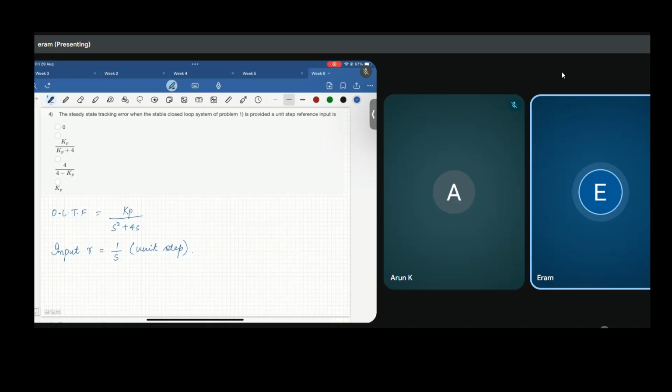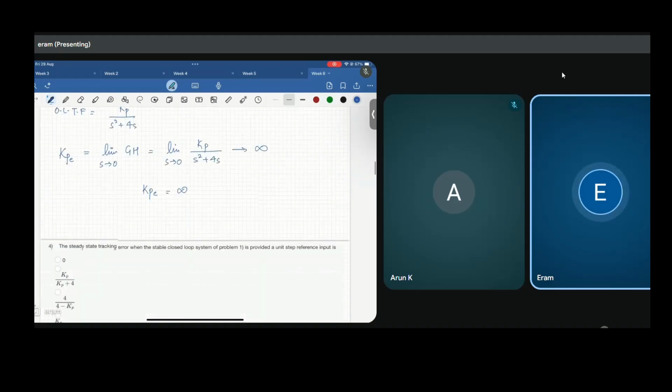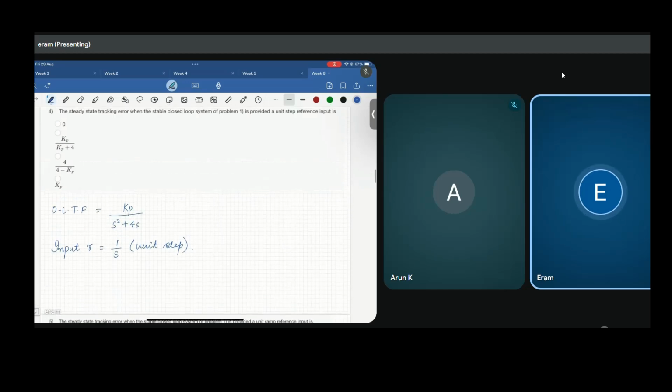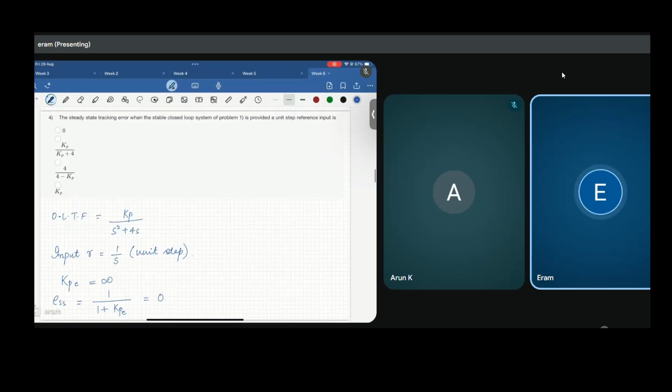Okay, just now we have calculated the static position error constant in the previous question, which was Kpe equals infinity. Now as per definition, the steady state error is nothing but 1 divided by 1 plus Kpe. So if we put Kpe equals to infinity, this will be 0. So in this case, the steady state tracking error will be 0.